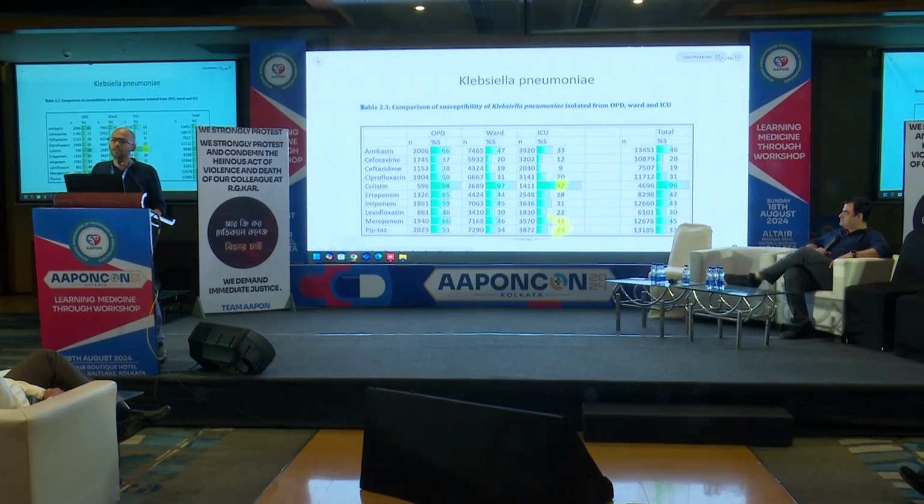Now if you see Klebsiella pneumoniae, this is ICMR data. Now the susceptibility to piperacillin tazobactam is 23% for Klebsiella pneumoniae, and for meropenem is 31%. So clearly both piperacillin tazobactam and meropenem is going to miss more than 70% of your organisms very easily. So it's not a good option.